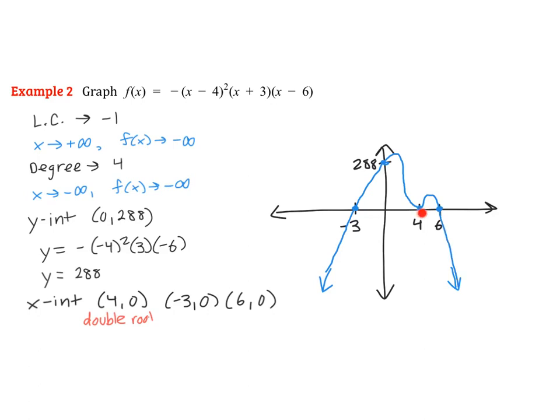So again, if we didn't have this feature here, we wouldn't be able to piece it together to have the correct end behavior. So again, any single root, it just goes straight through, like at -3 and 6. But at a double root, your graph is going to turn around at your x-intercept.